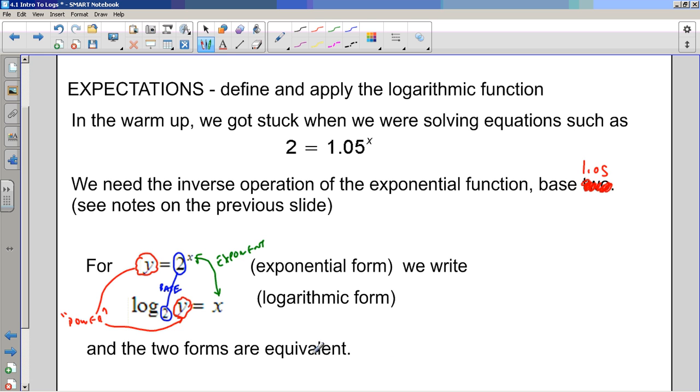And the two forms are equivalent. So we can go back and forth between exponential form, which we're familiar with, and this new log form that's brand new for us. And in doing that, we're going to see this will lead to us being able to solve some problems.